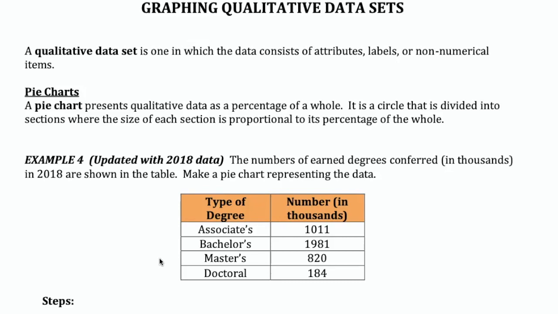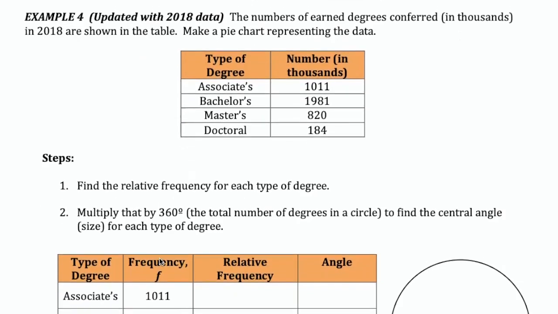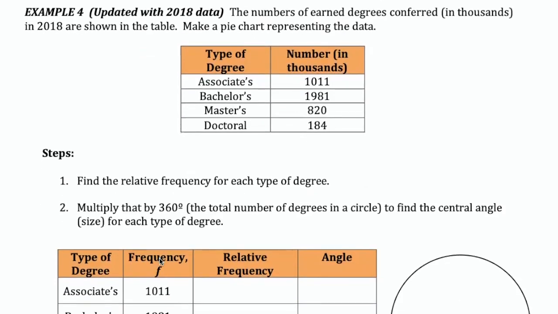So we're going to look at example 4, which is in your book. I did go and update the data for the most recent I could find, which was 2018. So the number of earned degrees conferred, and these are in thousands, in 2018 are shown in the table. Keep in mind that if I say the number is 1,011 thousands, I'm going to put 3 additional zeros on the end of it, and really it represents just over 1 million associate's degrees, okay? So make sure you pay close attention to the units put on this column.